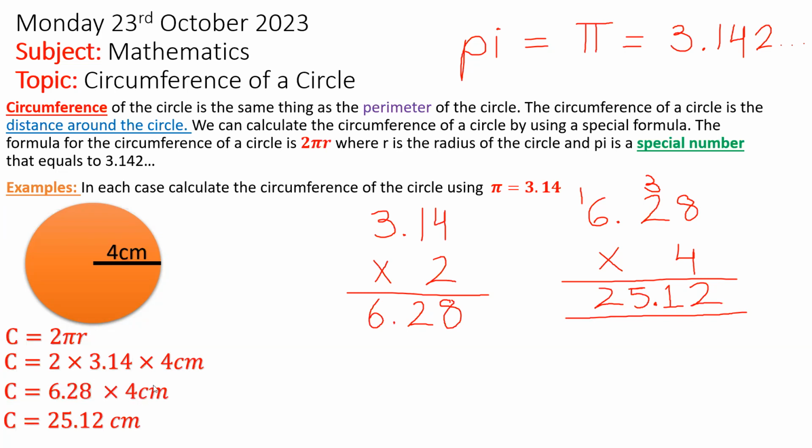Why are we using 4? Because on the circle, the radius is 4. Very good. So 6.28 times 4 is going to be what? 25.12 centimeters. 25.12, very good. You understand now? Yes, I understand. Good, so that's how we get the circumference of 25.12.